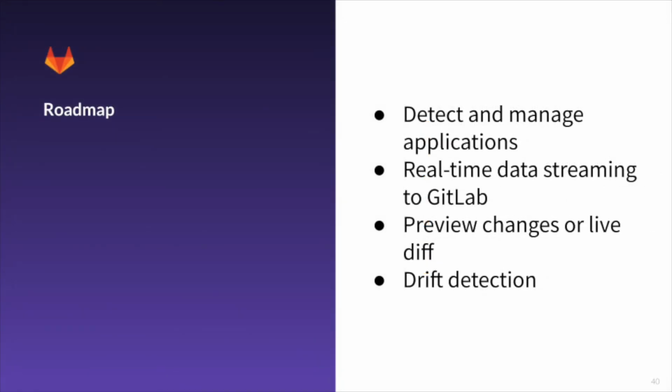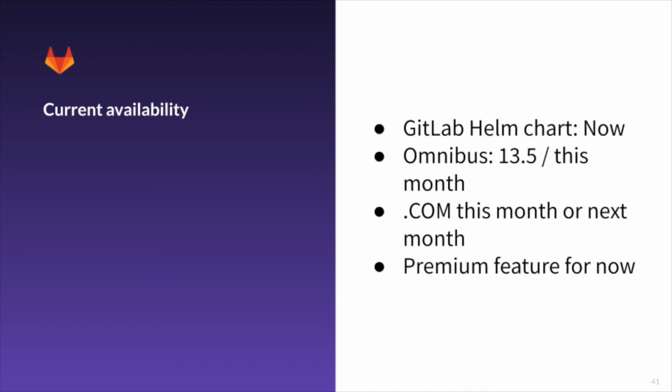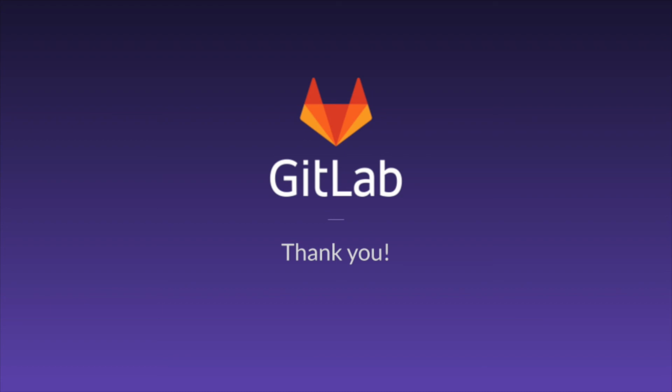As far as roadmap for Kubernetes agent server, we want to add drift detection, preview changes, or live diff, real-time data streaming. And what's available now, we put this out last month. It will be available in gitlab.com this month or next month, October or November of 2020.